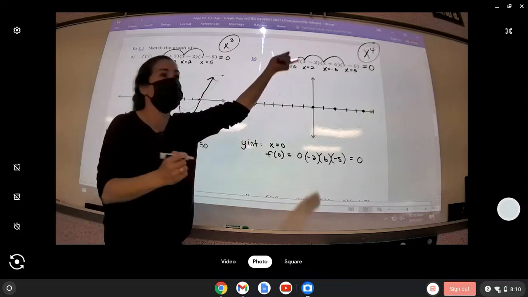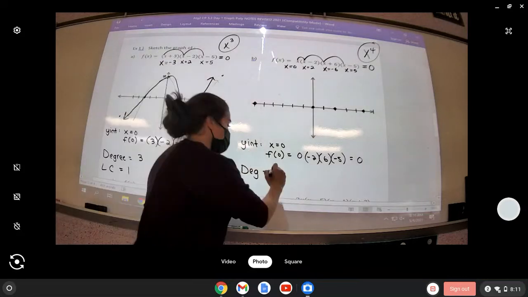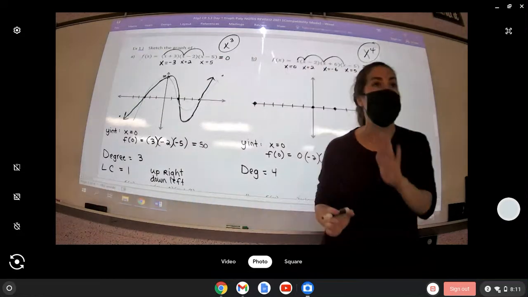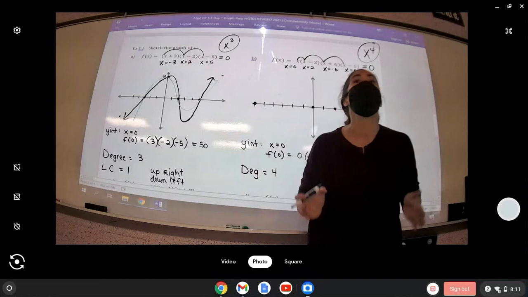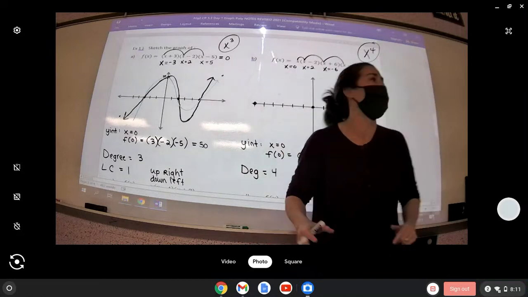All right, so guys, what degree is it if it leads with a 1x to the fourth? It is degree 4, which means it's even. And what do we know about the end behavior of an even degree graph? They have to be the same. Either both ends are up or both ends are down. Always on an even graph.